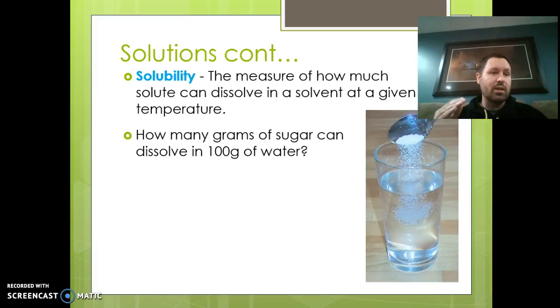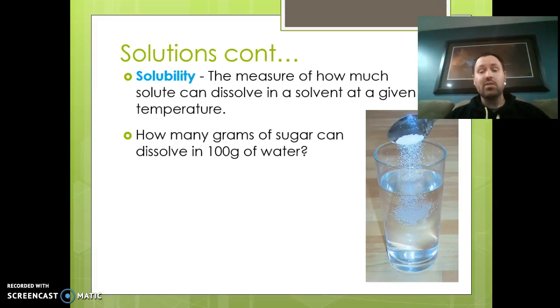Could you do that with 75 grams of sugar? How about 100 grams of sugar? Well, I'll give you a hint. It's more than 200 grams of sugar you can put in 100 grams of water. You can dissolve a lot of sugar in water. A lot.